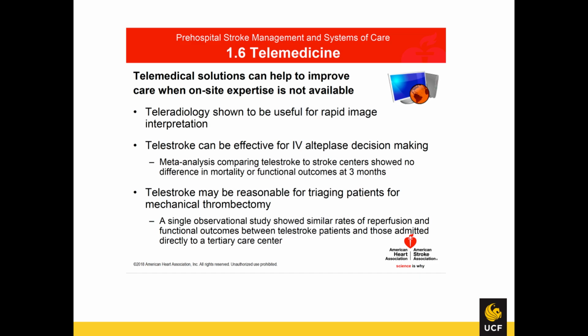Telestroke can be effective for IV alteplase decision making. Meta-analysis comparing telestroke to stroke center showed no difference in mortality or functional outcomes at 3 months. Telestroke may be reasonable for triaging patients for mechanical thrombectomy as well. There was only one single observational study that looked at this, but it showed similar rates of reperfusion and functional outcomes between telestroke patients and those admitted directly to a tertiary care center.